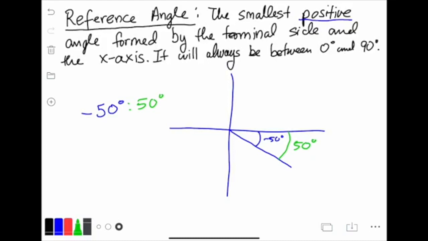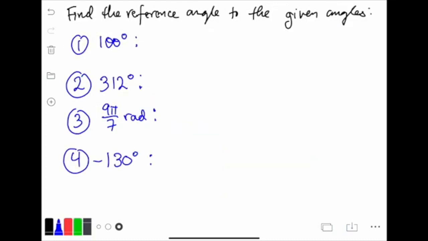So now, given any angle, you should be able to determine the reference angle to it. And remember, if you're working in radians, you're going to want to continue working in the units, radians, as well. So pause this video and try to find the reference angle to these four given angles. When you unpause the video, the answers will show up in a few seconds.